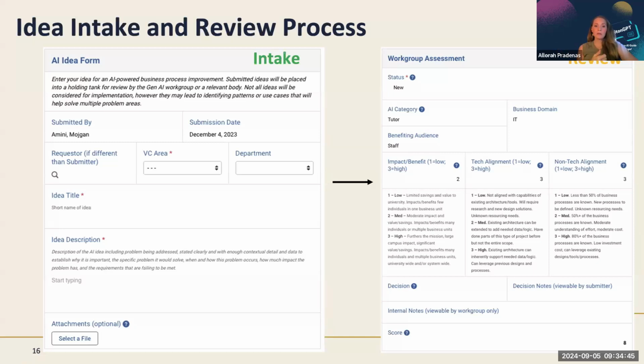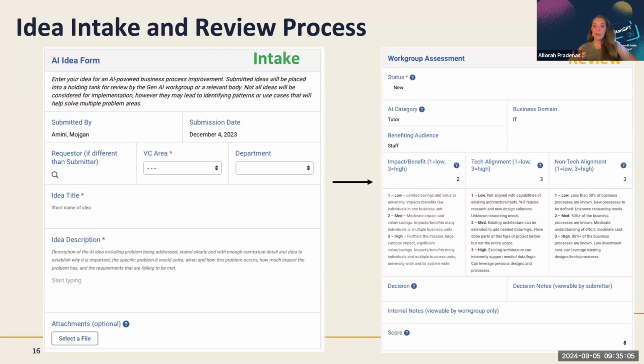But basically, we just collect very simple information. Where are you from? What's your idea title? And then what problem are you trying to solve? Or how would this help the organization? That's when on the back end, you can see on the review side on the right, that's when we start to look at it. Our team assesses the impact, the benefit. We start ranking high and low.